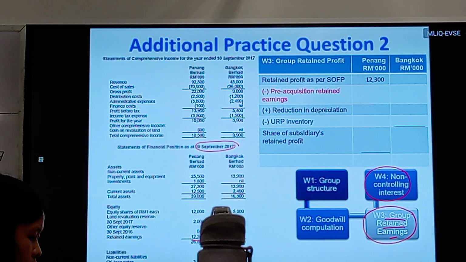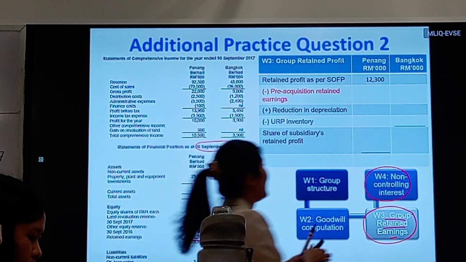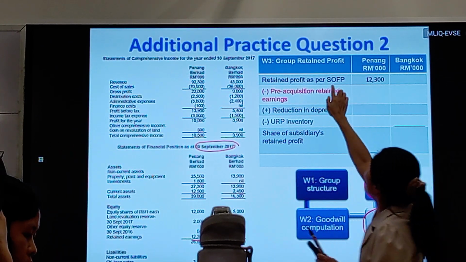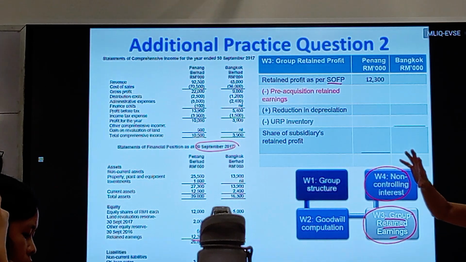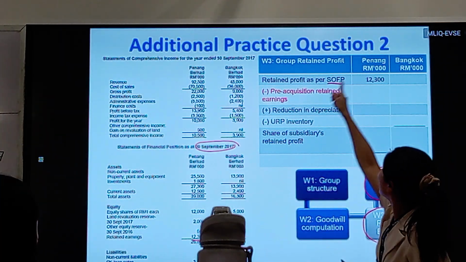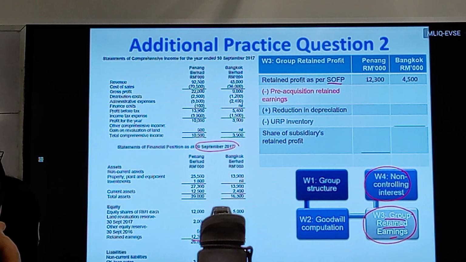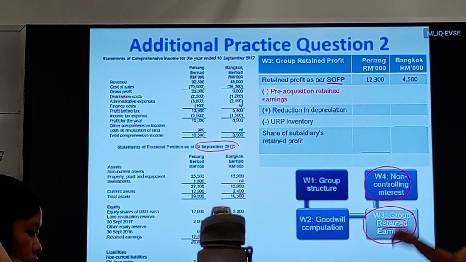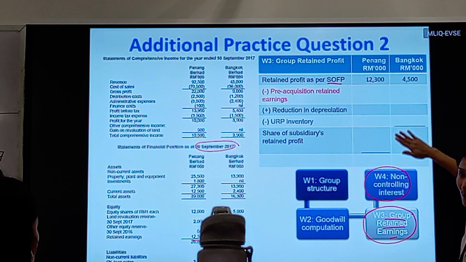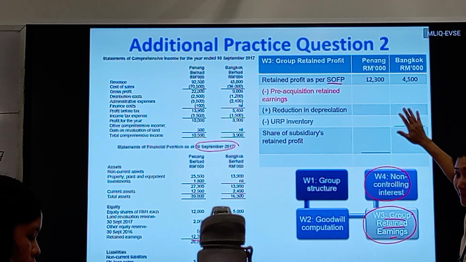Usually I will tell students to do it in a table. You always start with the figure as at the balance sheet. So the balance sheet is this one, right? 12.3, and then Bangkok's figure 4.5. Okay, this figure is not correct because it is still not adjusted yet. Then only you have to adjust Bangkok's one because Bangkok has a few things happening here.